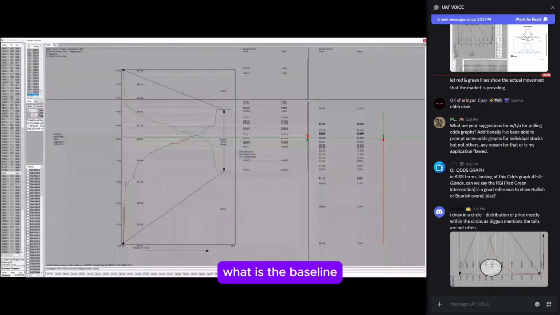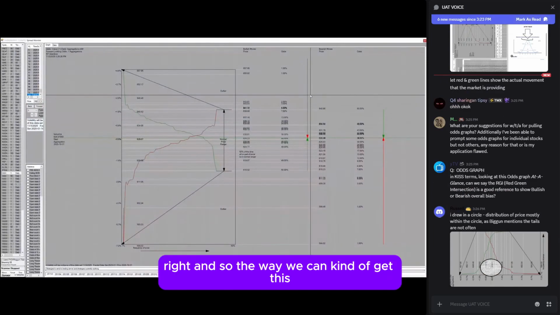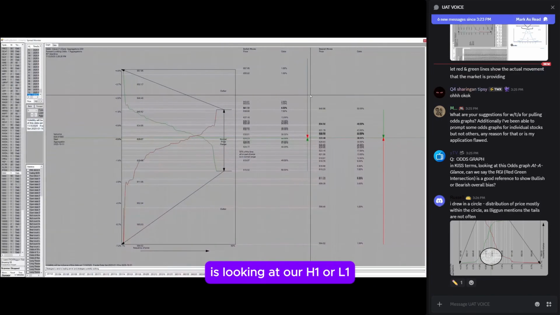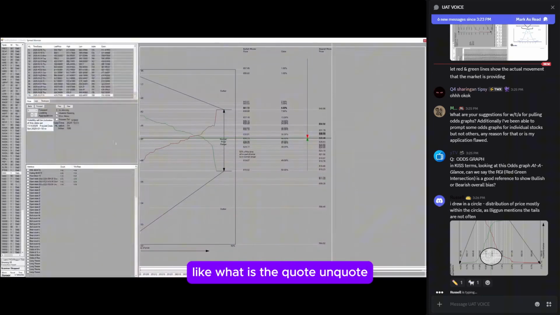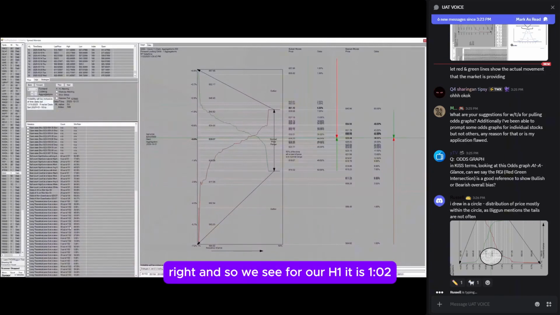What is the baseline resolution? That's actually the number one most important question: the baseline resolution of our data. The way we can get this is by looking at our H1 or L1. How many occurrences are there over the span of 200 days? What is the, quote unquote, max count? We see for our H1, it is 102.